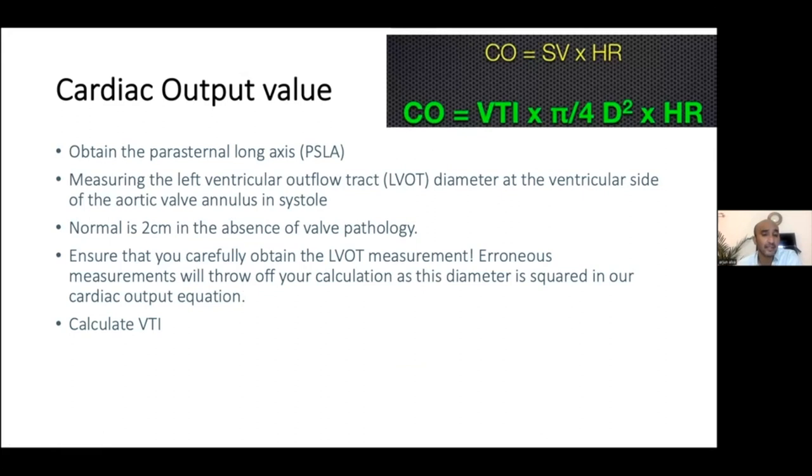Again, probably the last couple of slides are on how to calculate the cardiac output using echocardiography, which was already explained in the previous slide. You get a parasternal long axis view and measure the left ventricular outflow tract diameter, which normally should be about 2 centimeters if there is no valve pathology.